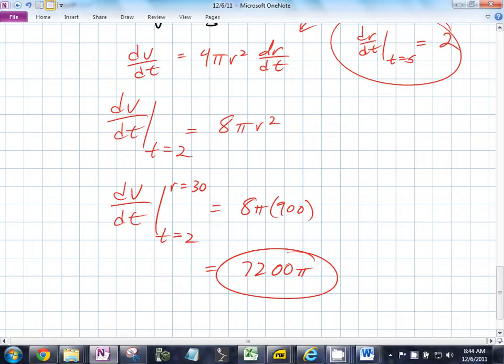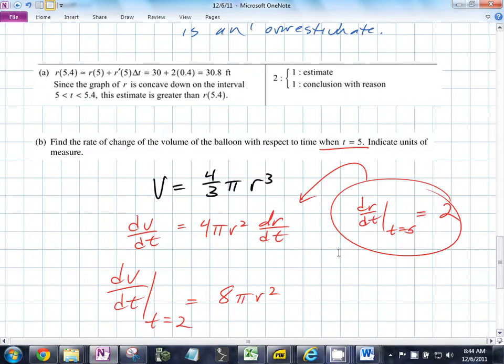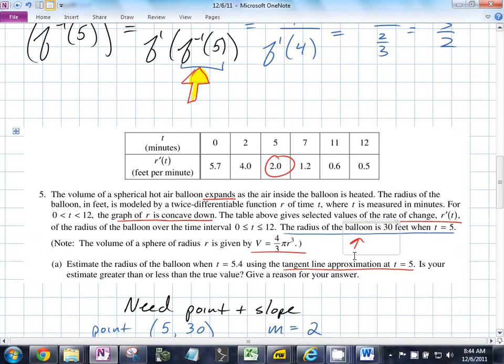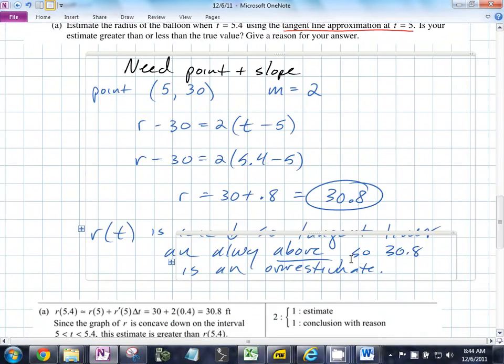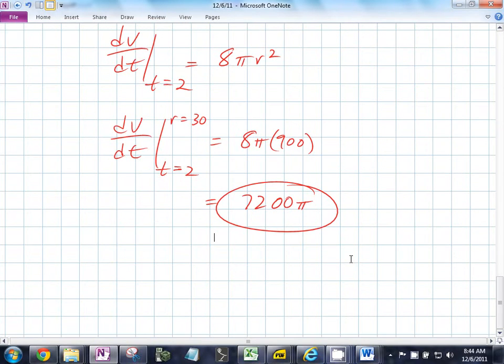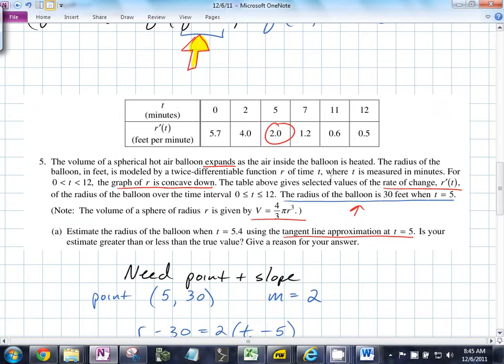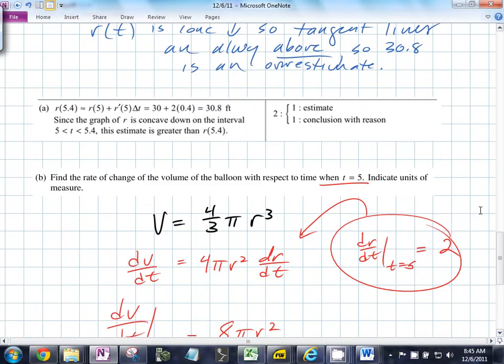Does it ask for the units? Indicate units of measure. What are the units? The radius of the balloon is in feet. Okay, so this is volume, this is change in volume, so this is feet cubed per minute or second? t is measured in minutes. So this is feet cubed per minute.